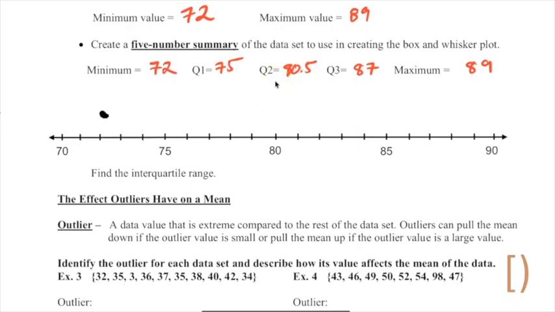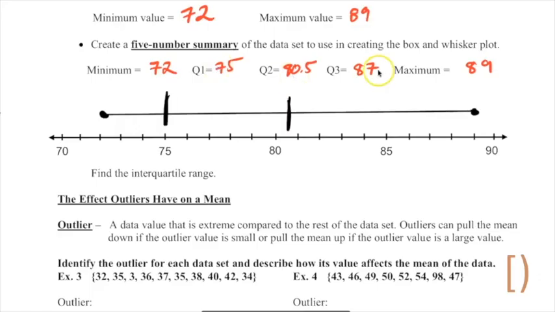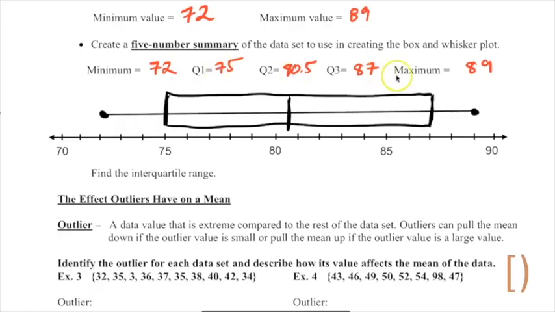The lowest one's 72, max is 89. I'm gonna connect those right away. Q1 is 75, that's right here. Q2 is 80.5 right there. And then 87 is our Q3 over here. And there's our box and whisker plot.